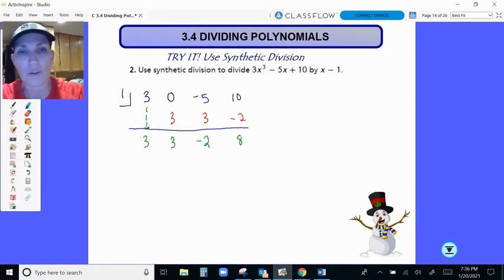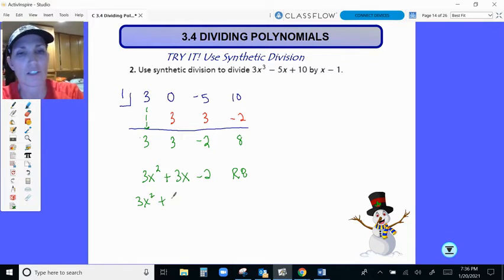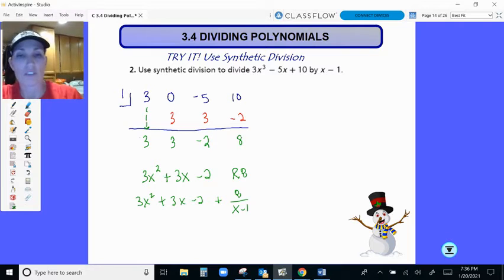So now I'm going to have, again, 1 power less. It'll be squared terms. So this becomes a 3x squared plus 3x minus 2. And this time I have a remainder of 8. And I can write this a couple different ways. I can write this as 3x squared plus 3x minus 2 plus 8 over x minus 1. Same thing. I can't write this in factored form because they are not factors, right? I mean, I could write it in factored form, but I'd have to take into consideration my remainder, but they're not factors of each other, okay?